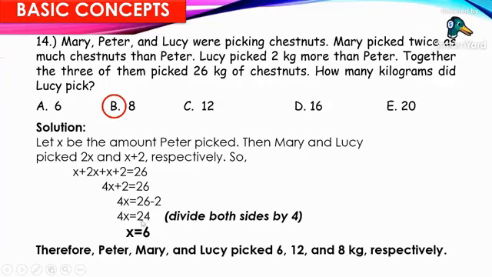Yung 6 pa lang po, based sa representation natin, is kay Peter pa lang. Anong sabi dito? Lucy picked 2 kilogram more than Peter. So meaning, 2 kilogram plus yung kay Peter. Peter is 6. So 6 plus 2 is 8. So respectively, they picked 6, 12, and 8. So that's for Peter, Mary, and Lucy. So therefore, Lucy picked a total of 8 kilogram.